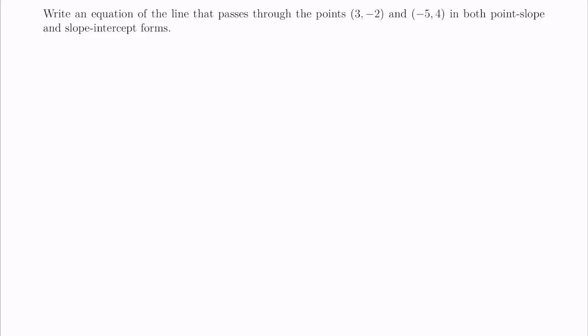To write an equation of the line that passes through the points (3, -2) and (-5, 4) in both point-slope and slope-intercept form, we need to recognize that the first step is to find the slope. Both point-slope and slope-intercept forms require the slope to be known. So that will be our first step, to calculate the slope.